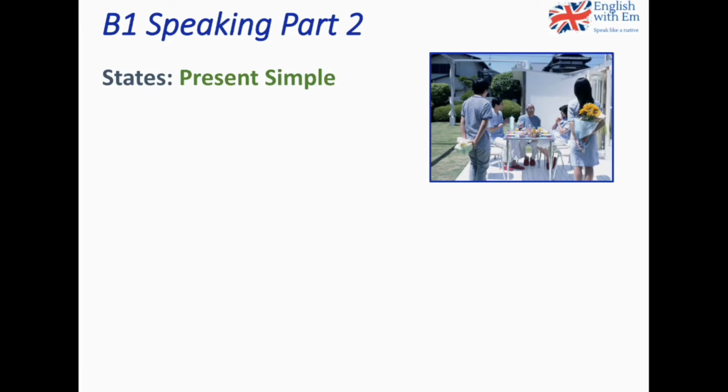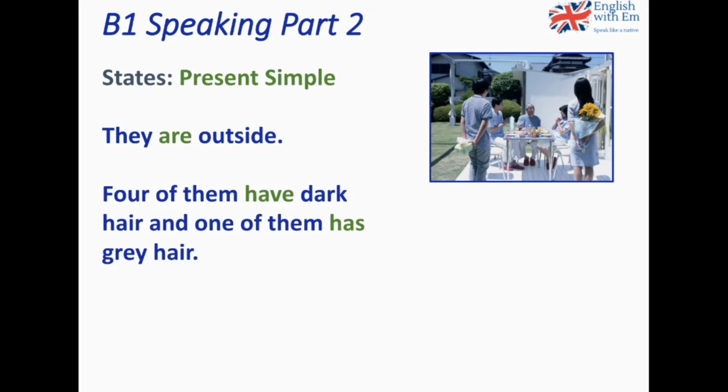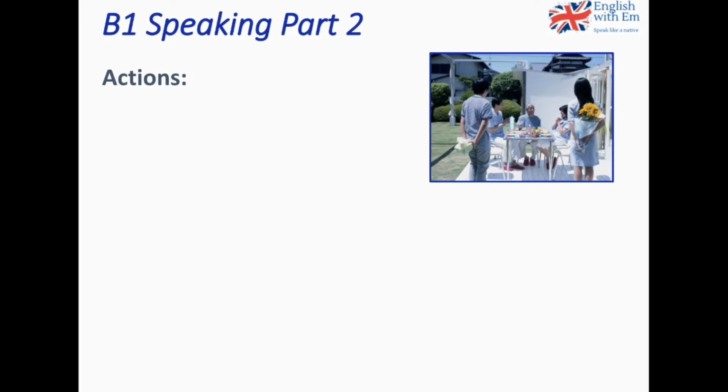States, present simple. They are outside. 4 of them have dark hair and 1 of them has grey hair. It is a sunny day. Actions. Do you remember which tense we use? Present continuous.